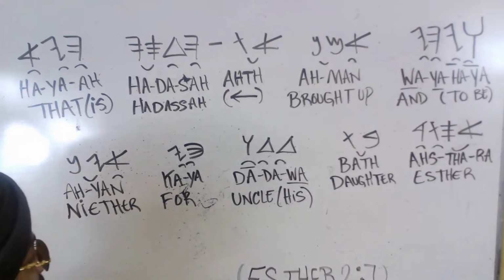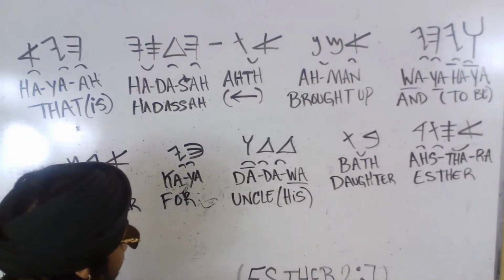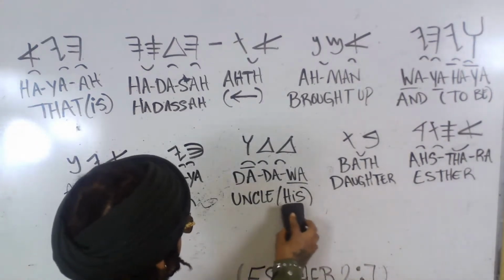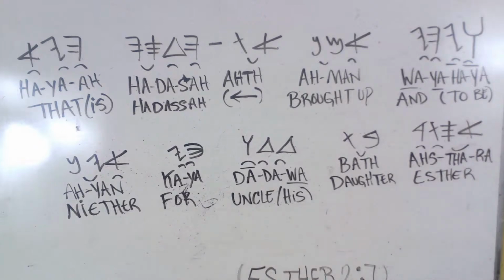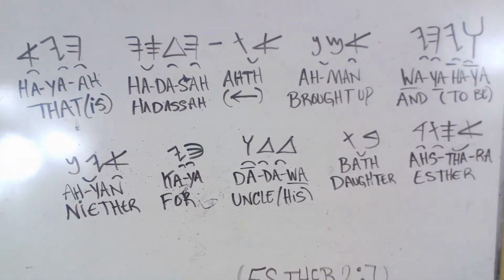So let's read what we got so far. I'm going to try to move this. I might have a little bit of space to write something. Let me step out of the way. Y'all can go ahead and screenshot that. Wayahaya Aman and brought up Hadassah, and brought up Hadassah, Hayah, that is Astara, that is Esther. Bat Dadawa, that is Esther, daughter, his uncle. In the Hebrew, that's in the Hebrew. That is Esther, daughter of his uncle. That is his uncle's daughter.